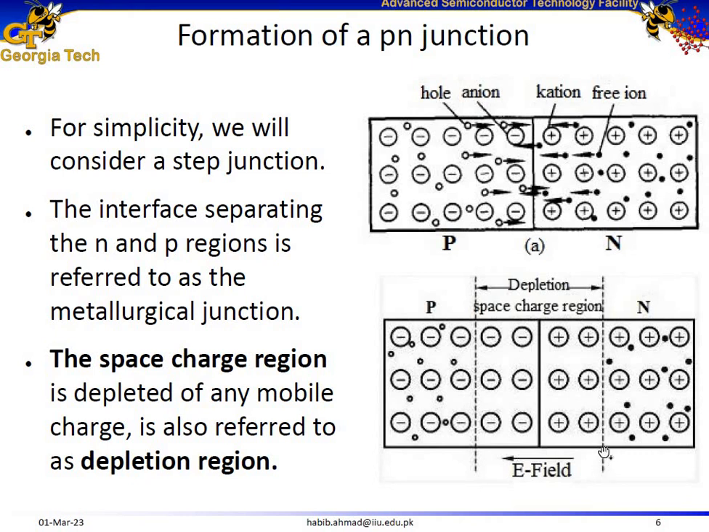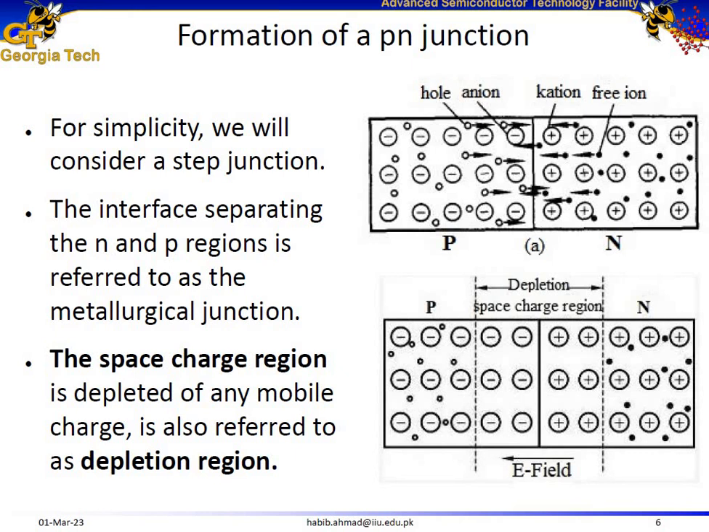So as you can see, the region adjacent to this junction of the p and n-type material is called the metallurgical junction. Adjacent to the metallurgical junction, we have uncovered positive fixed charges on the n side and uncovered negative charges on the p side of the semiconductor material. This region is called the space charge region or the depletion region. Because of the separation of charges, we have an electric field, and its direction is from positive towards negative.